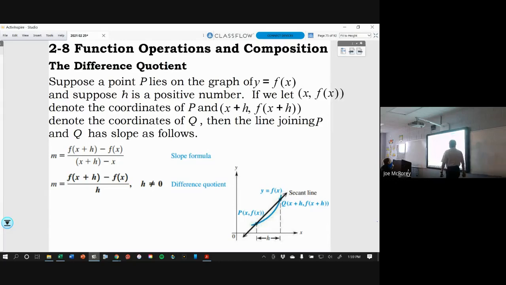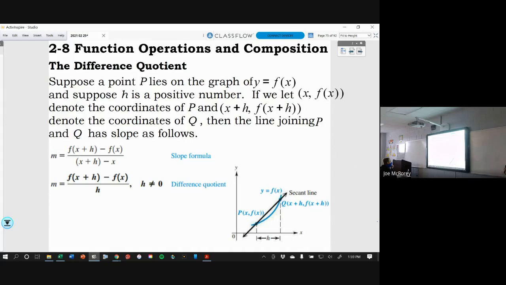Suppose a point P lies on the graph of y equals f of x, and suppose h is a positive number. We let (x, f of x) denote the coordinates of P, and (x plus h, f of x plus h) denote the coordinates of Q. Then the line joining P and Q has a slope.